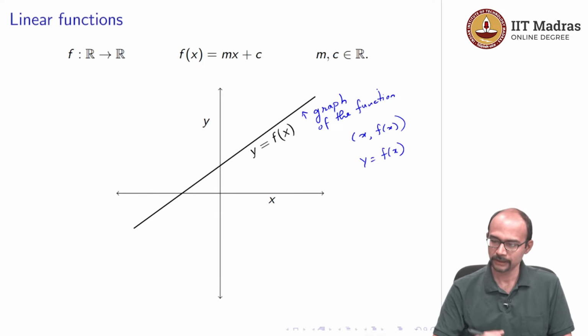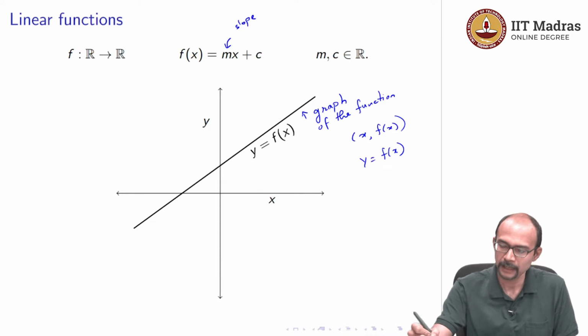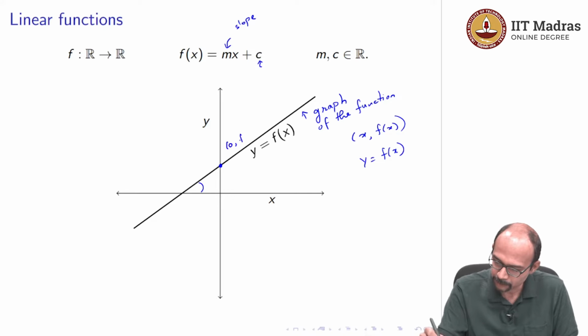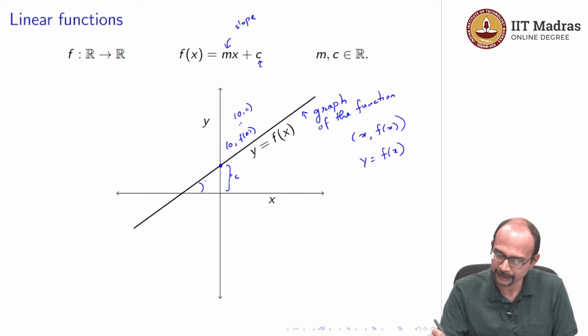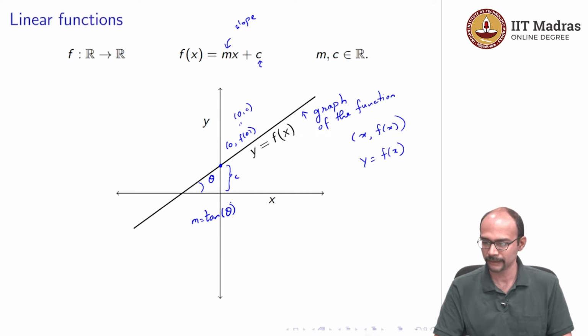For a linear function, f of x is mx plus c, and here m is called the slope of this line. It has something to do with this angle, which you may have seen in Maths 1, and this is supposed to represent the y-intercept. If you put x equals 0, you get f of 0 equal to c. So this point here is (0, f of 0), and we just saw that f of 0 is c. So this is the point (0, c), and c is exactly this length here. This m has something to do with the angle theta, and m is supposed to be tangent of theta. If you have not seen this before, we will be studying this in the next video.